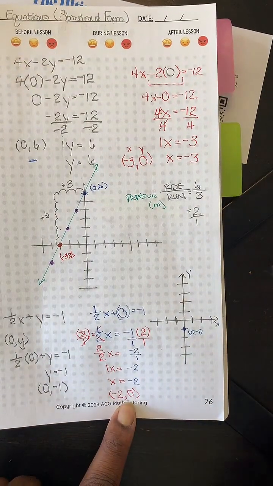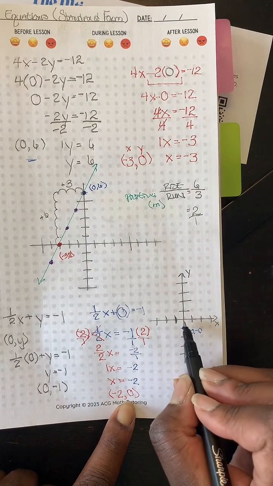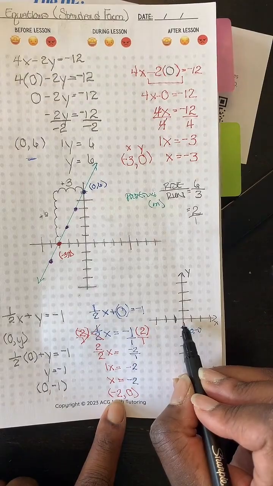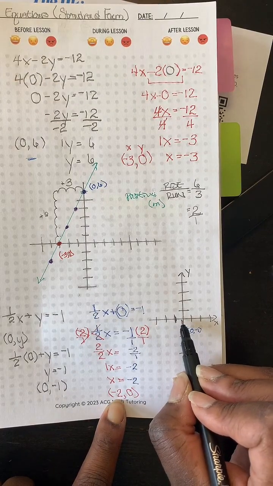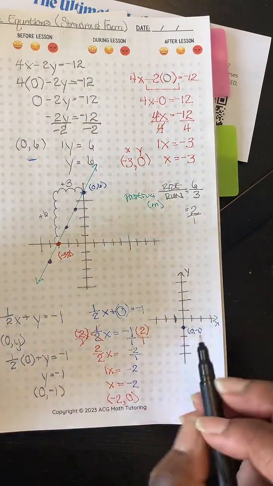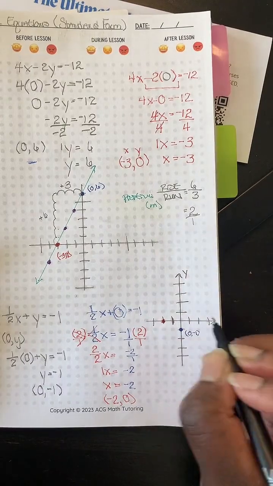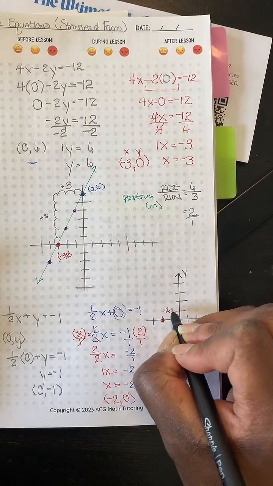So now we have our second point, negative 2, 0. So if I'm starting at the origin, negative 2, that means I'm going to the left 2, 1, 2. And the 0 means I don't have a rise. I can just plot my point right there. And this is at negative 2, 0.